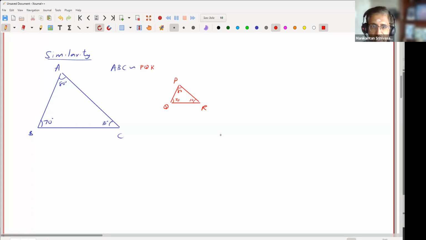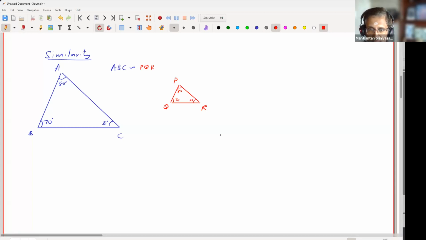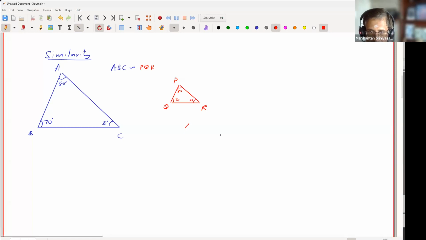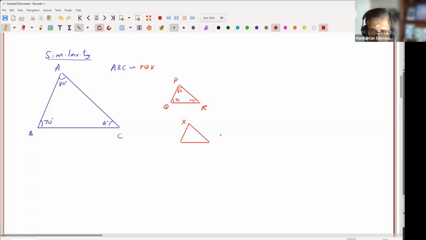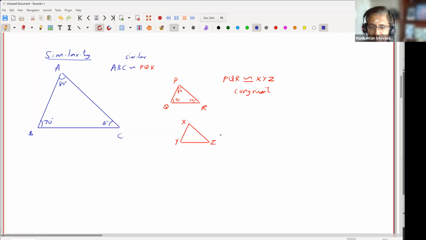As opposed to if I have the same size and same shape. For example, if I have another one like this, which is exactly the same shape and size, XYZ, let's say, then I will say PQR is congruent. So for congruent I will put an equal sign below this, XYZ. So this is congruent: same shape and size, whereas this is similar: same shape, but not necessarily the same size.